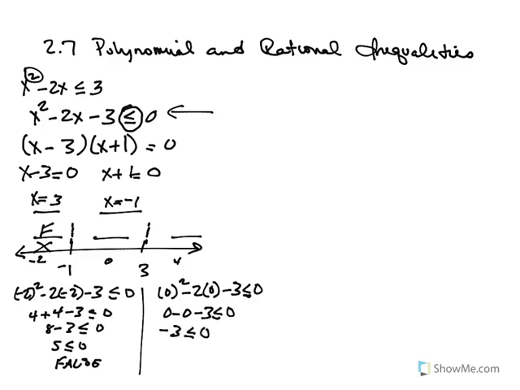Negative 3 is less than or equal to 0. Negative 3 is less than 0. That's true. So that means that there are solutions between. The solution lies between the values. So then you can test the last one.